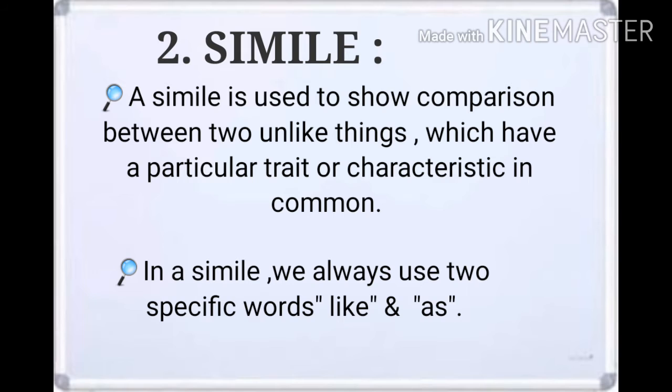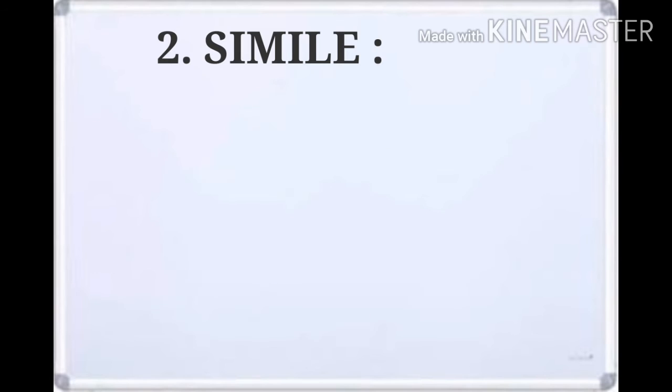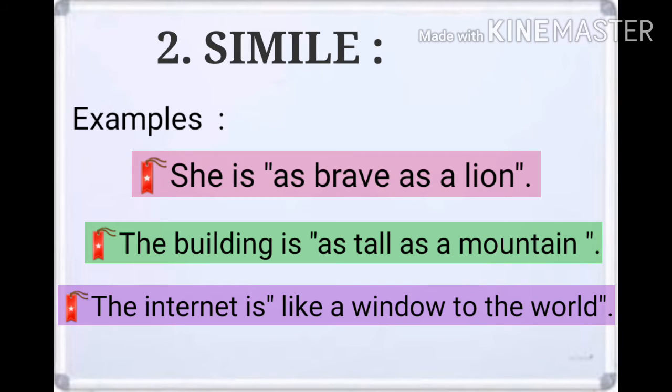A simile is used to show comparison between two unlike things which have a particular trait or characteristic in common. In a simile, we always use two words, like and as. For example, she is as brave as a lion. So here two unlike things, a girl and a lion, are being compared, but here they have one thing in common, that is their bravery.